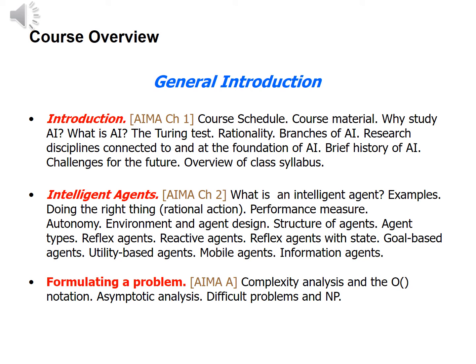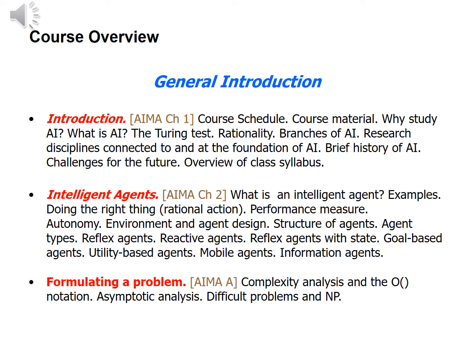Now, let's give a detailed course overview. In red are the titles of the sections and of the tools that we're going to have. And in brown are the titles of the chapters or the chapter numbers in our textbook. In the first part, which is today's section, we are treating the introduction, the course schedule, course material, the study of AI, what is AI, the Turing test, rationality, branches of AI, research disciplines connected to it, and the foundation of AI. We have seen the brief history of AI before, challenges of the future, and an overview of the class syllabus.